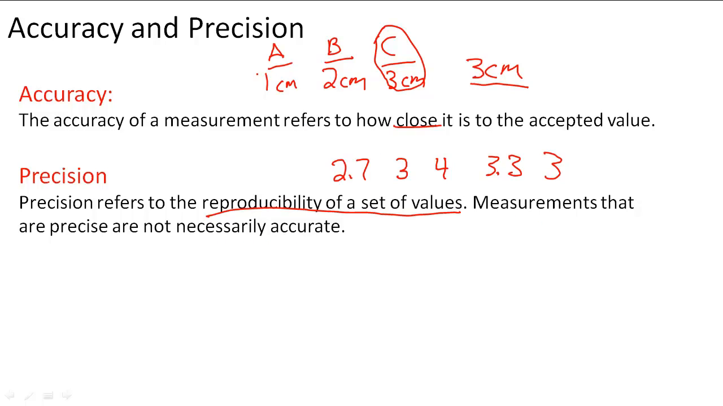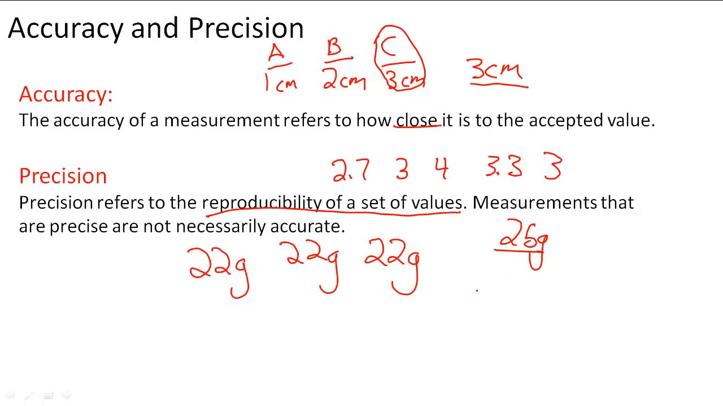So let's say student A is doing an experiment, is supposed to measure how many grams something is, and you know he's supposed to have 25 grams, but every time 22 grams, 22 grams, 22 grams. So this person is very, very precise. They're reproducing the same set of values, but they're not very accurate because you know that it's supposed to be 25 grams.